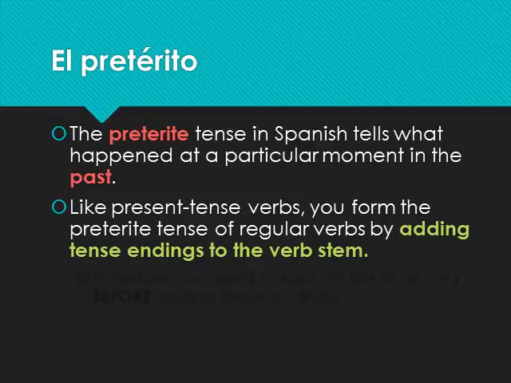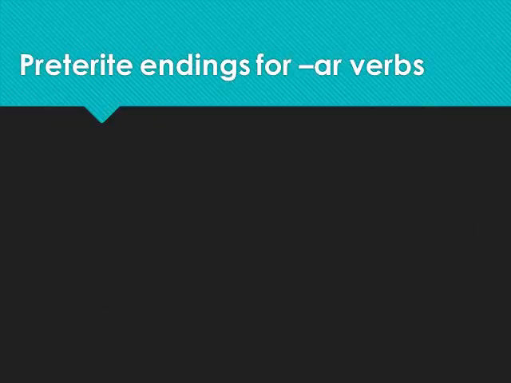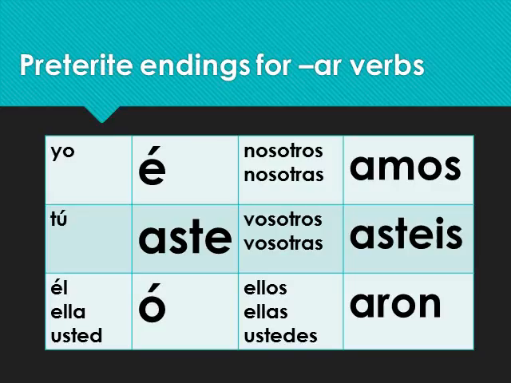Like present tense verbs, you form the preterite tense of regular verbs by adding tense endings to the verb stem. So this means that you have to take off that AR, ER, or IR before adding these endings. Okay? All right. So we're going to take a look at AR verbs first. So for AR verbs, this is our lovely chart. Okay? So these are the endings for AR verbs.